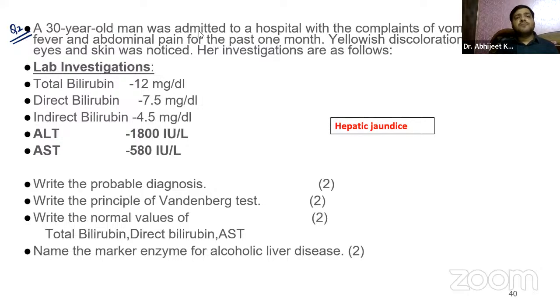A 30-year-old man was admitted to a hospital with complaints of vomiting, fever, and abdominal pain for the past 1 month. Yellowish discoloration of eyes and skin was noticed, and investigations are as follows. Now, the total bilirubin, guys, we have just seen from the last question. The total bilirubin, the direct bilirubin, basically everything is increased over here. Now, the very first question, what is the probable diagnosis, guys?